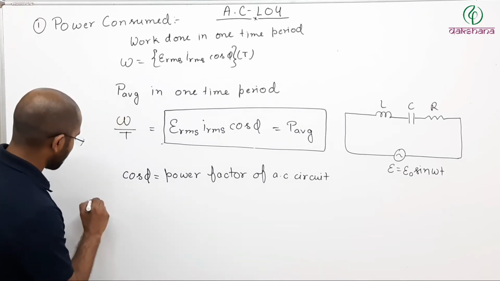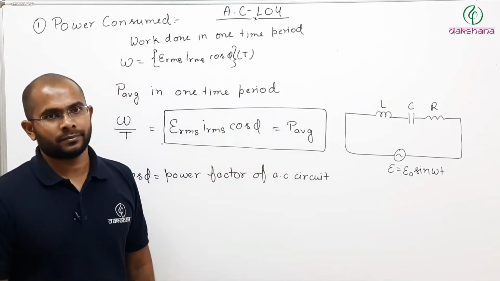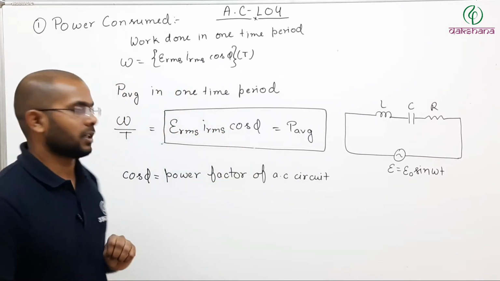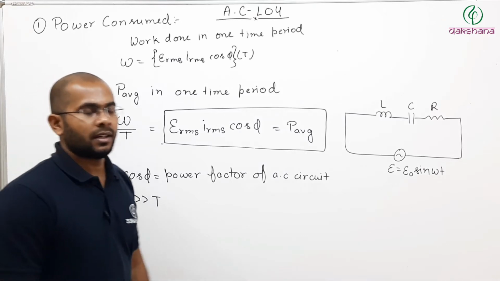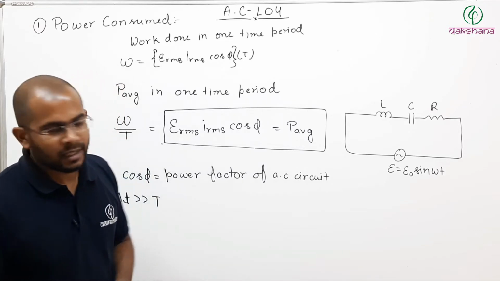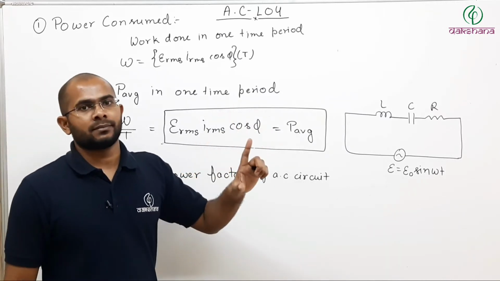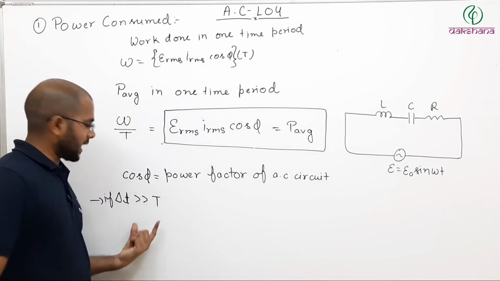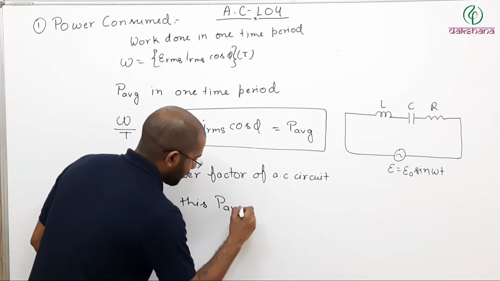Now remember, there is a note you should write: even though we have calculated this average power for one time period, for a long time interval, meaning delta T is very much greater than capital T, let us say 2 hours, 3 hours, 10 minutes, 20 minutes, this average power is valid, even though we have calculated it for one time period. So if delta T is very much greater than capital T, this P average holds true.